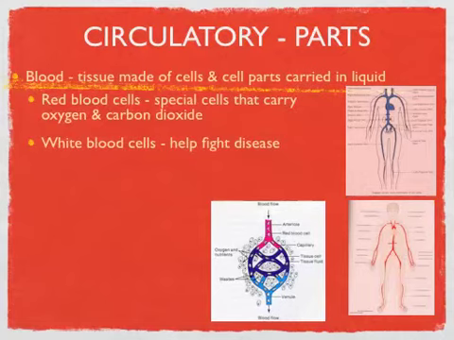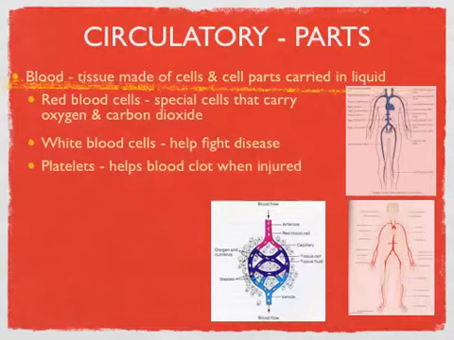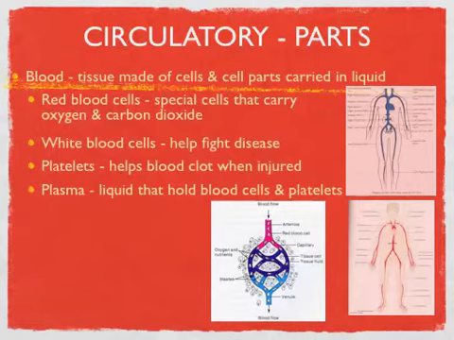White blood cells are another special type of cell, and they help fight viruses and diseases. Platelets help blood clot when you get injured. This is why you don't bleed all over the place. It's also what causes things like scabs. And finally, all of these cells are carried in a liquid. The liquid is called plasma.